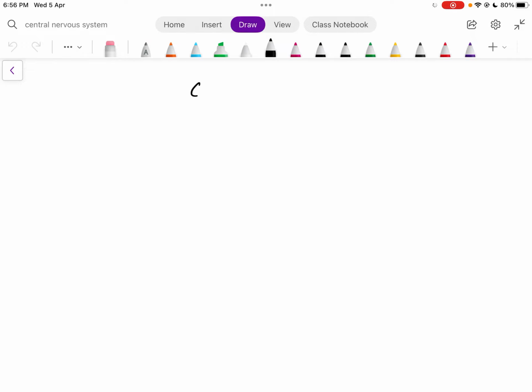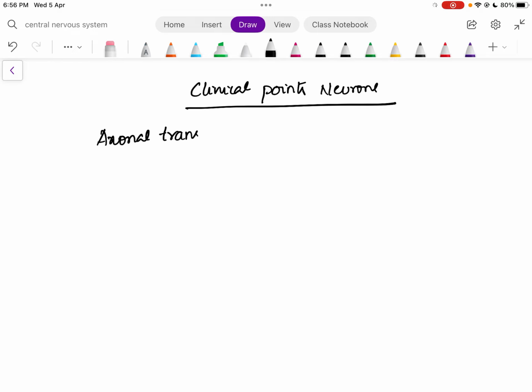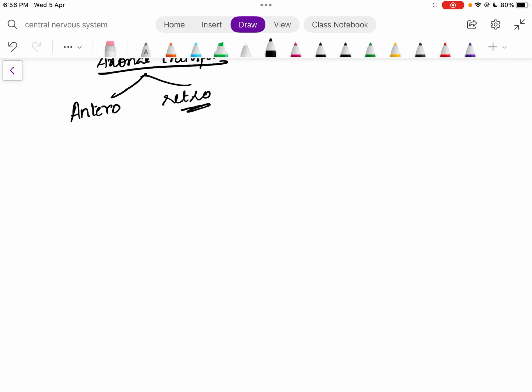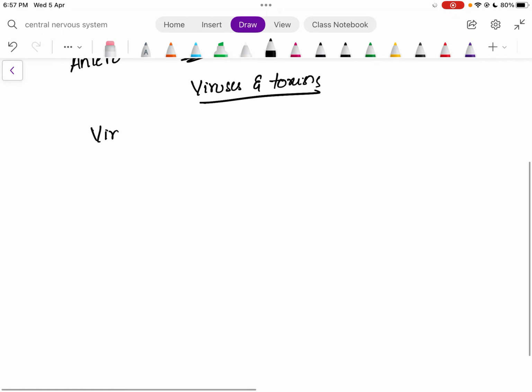Now I am going to discuss clinical points in neurons. In the neurons class, I have discussed axonal transport. This axonal transport is of two types, anterograde and retrograde, that is forward and backward transport. From the clinical point of view regarding axonal transport, we have to discuss viruses and toxins. First, we'll discuss viruses.